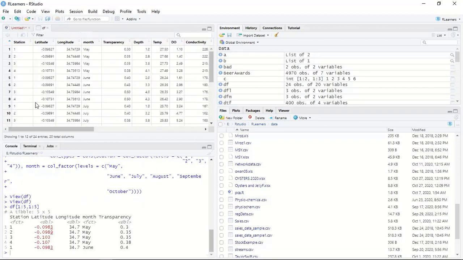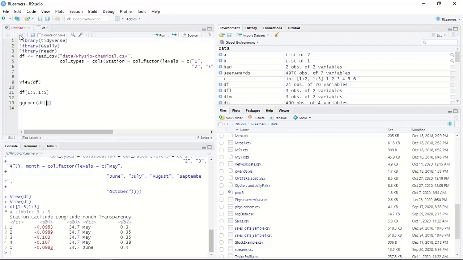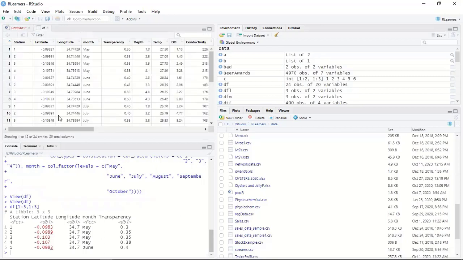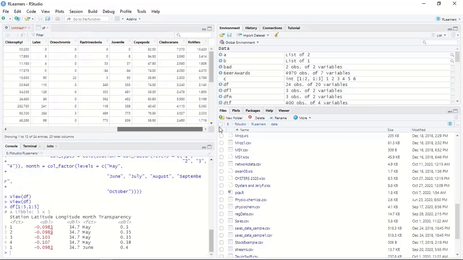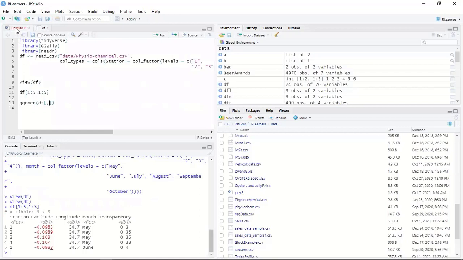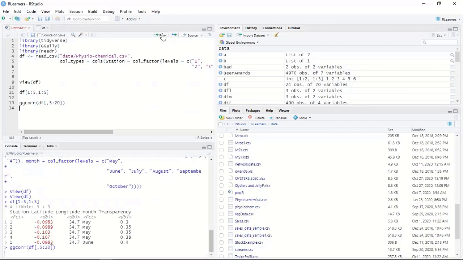Now, from this, I want to select all the rows. So to select all the rows, I just leave it blank, then a comma. This means I've selected all the rows. And then I want to select which columns from there: from the fifth column to the 20th column. You subset from column number 5 because you only want things that are numerical, to column number 20. Then let us run that.